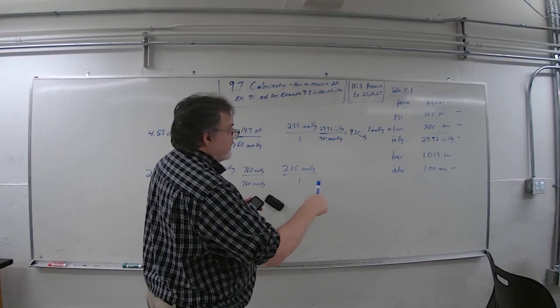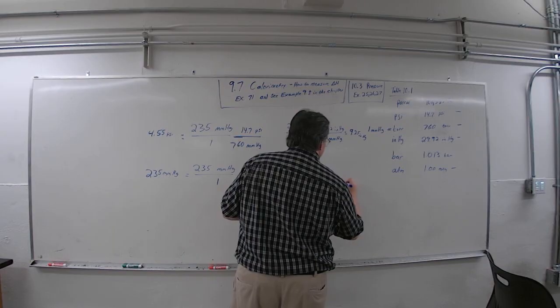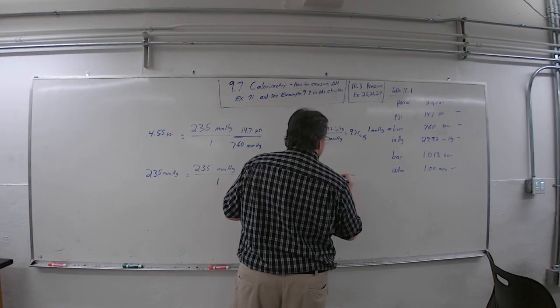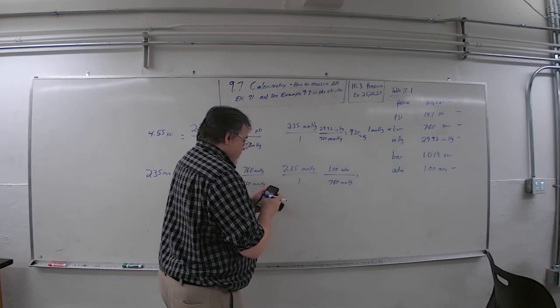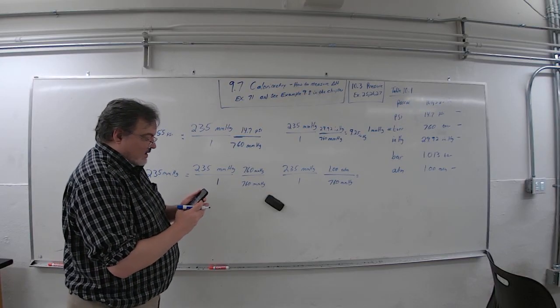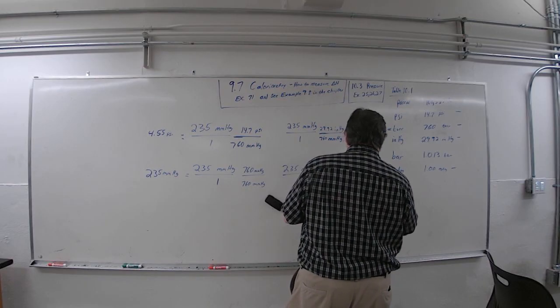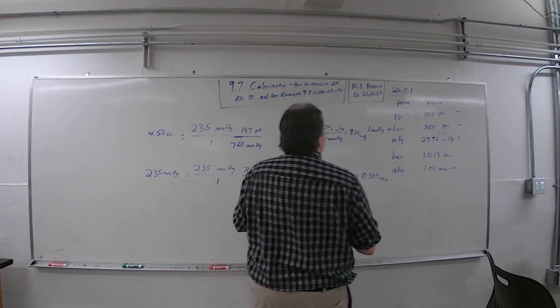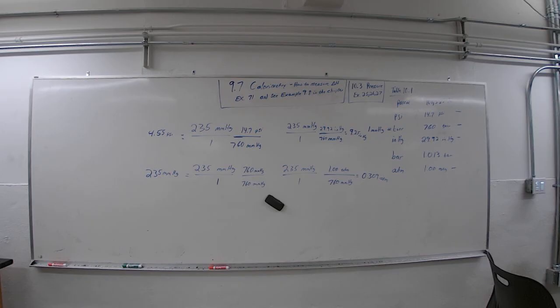And what's the last one? Convert to atmospheres. 760 millimeters of mercury to 1.00 atmospheres. 235 divided by 760. So that's how you use table 10.1 to convert among these different pressures. Six different ways to represent pressure. You would think we could drop some of these.